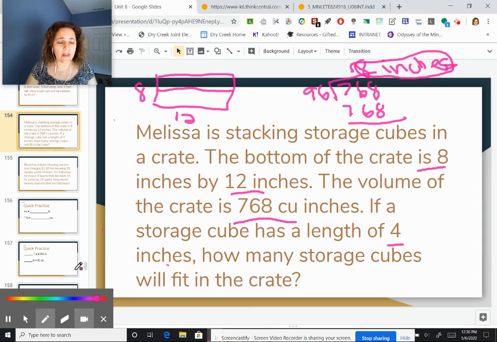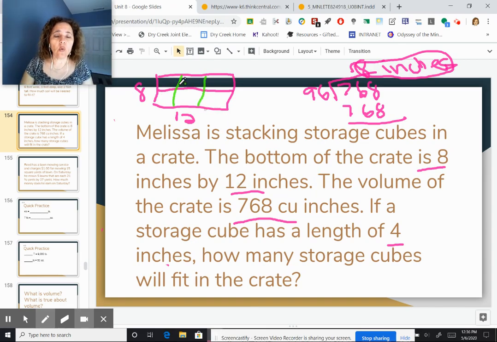So 12, I got to think, how many 4s go into 12? 3. So I got to break this up into 3. 1, 2, 3. Okay. So that would give me 1, 2, 3, 4, 5, 6. So far I have 6 cubes, right?